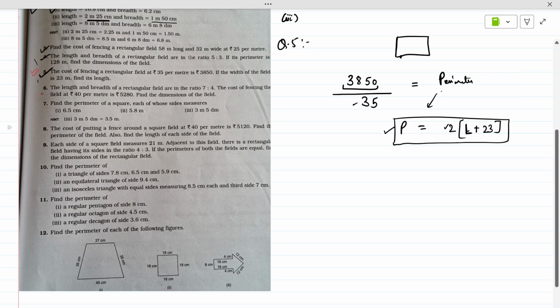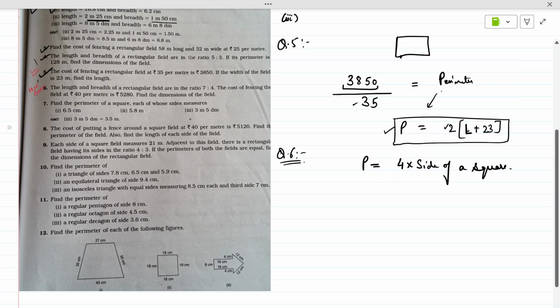Also, the next question 6 is: the length and breadth of a rectangular field are in the ratio 7:4. Similar question as the fourth one. So again, I'm putting this as homework. Next, find the perimeter of a square, each of whose side measures this. So kids, now coming to squares, we know what is the perimeter of a square? For a square, the formula is 4 multiplied by the side of a square, and we know that all the sides of a square are equal.